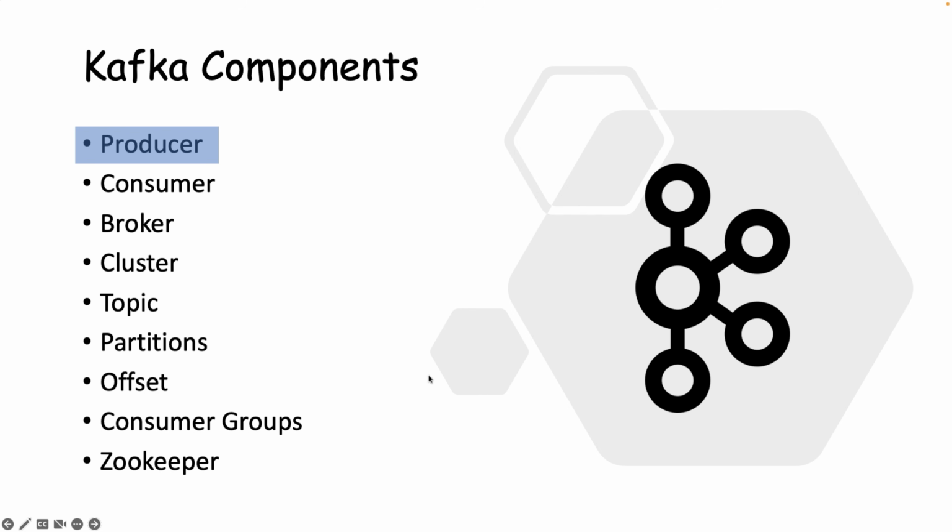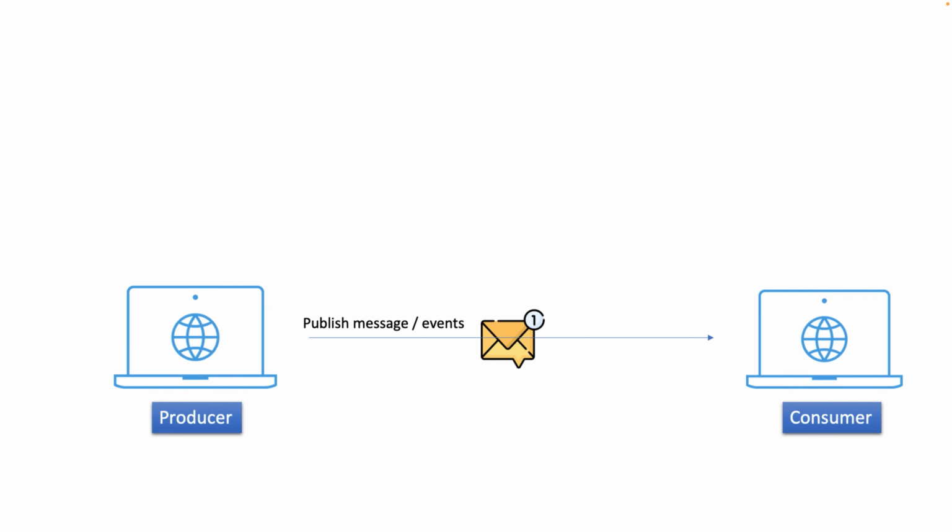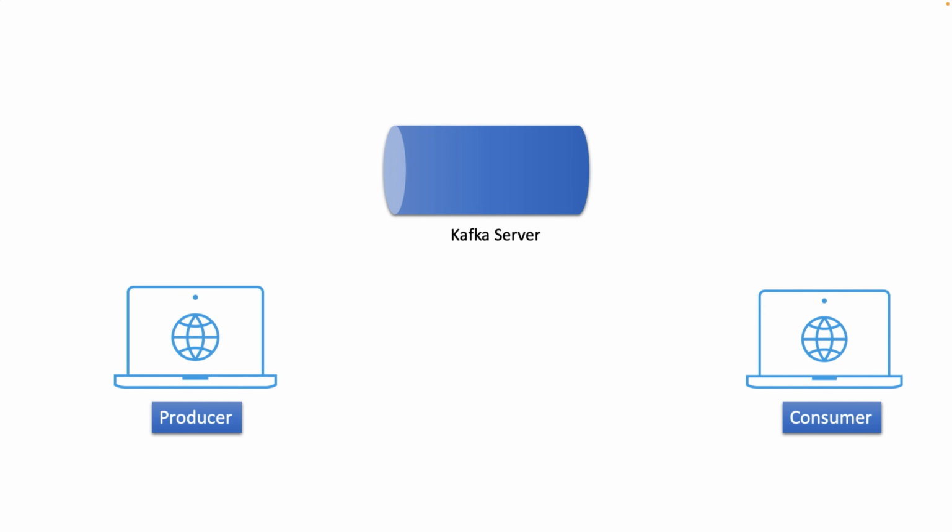If you understand the PubSub model from our previous video, the producer is the source of data who will publish the messages or events. The consumer acts as a receiver. It is responsible for receiving or consuming messages, but they won't directly communicate with each other. To process the messages from producer to the consumer, there should be one middleman between them. That is what is called Kafka server or broker.